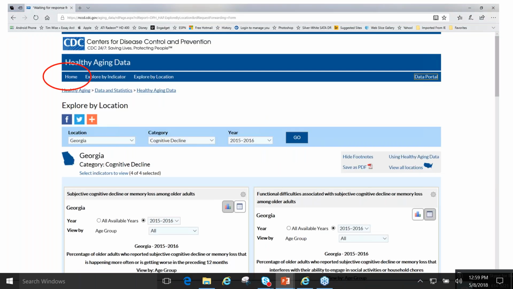Okay, wrapping up. You can always go to the home page by clicking on the home button at the top of any of the pages in the Healthy Aging Data Portal. Next slide.